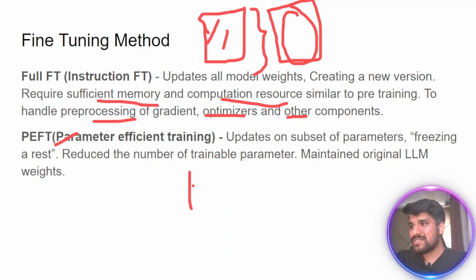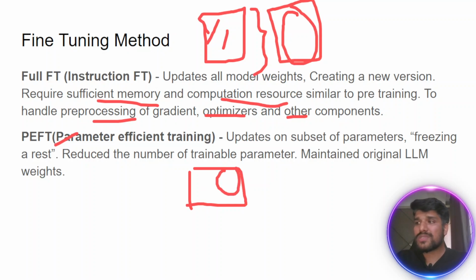So let's say this is my weight. Okay, this is my model. So in the LLM, we only train a subset of the weights, not all the weights. How can we do this? By freezing the rest. So we only train a few parameters and we freeze the rest. Because of that, we reduce the number of trainable parameters and we can maintain the original LLM weights as well.